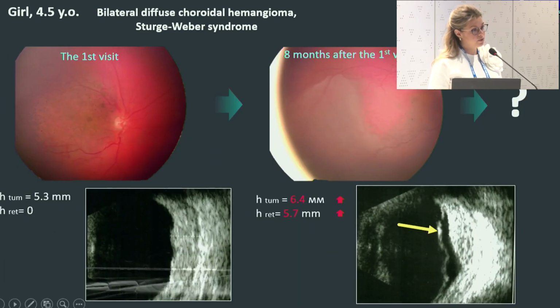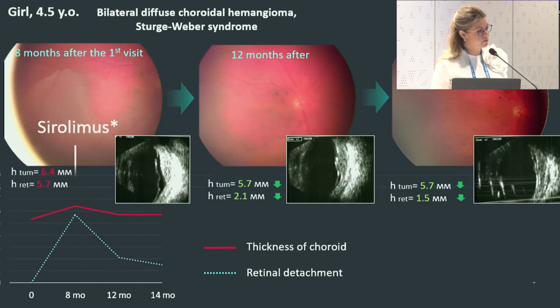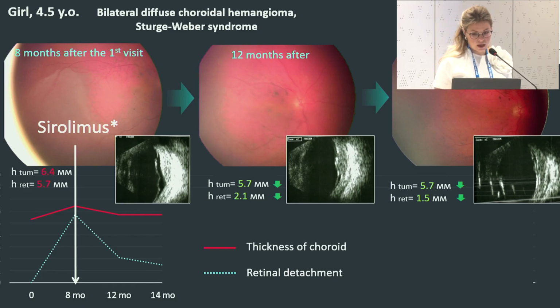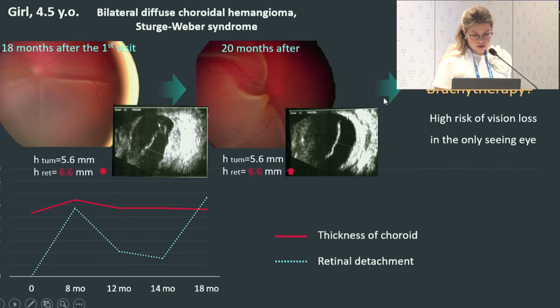The right eye was stable for some time, but within 8 months after the first visit, the thickness of the choroid became thicker. It was measured at 6.4 millimeters, and retinal detachment occurred. So there was an attempt to use immunotherapy using sirolimus, and as you can see on the slide, within 14 months of our observation, the retinal detachment partially resolved, but after that, retinal detachment was observed again, and it was very high, 6 millimeters in thickness.